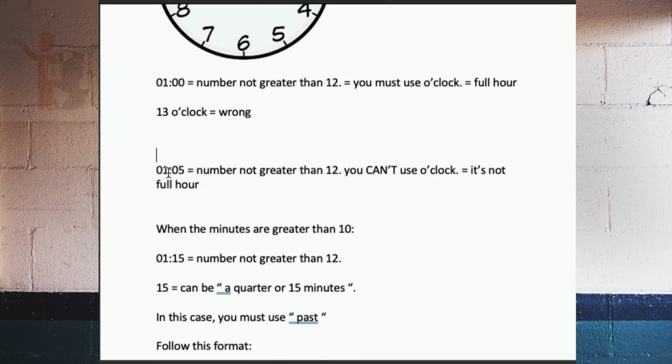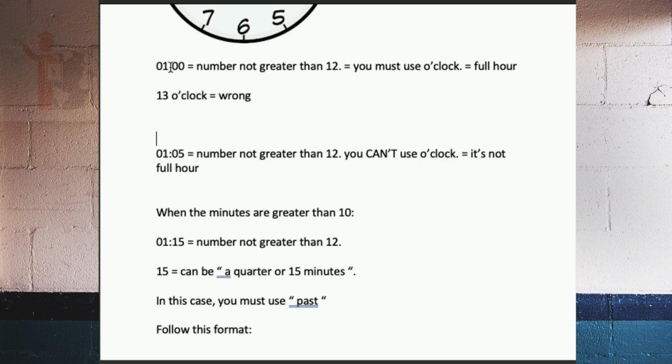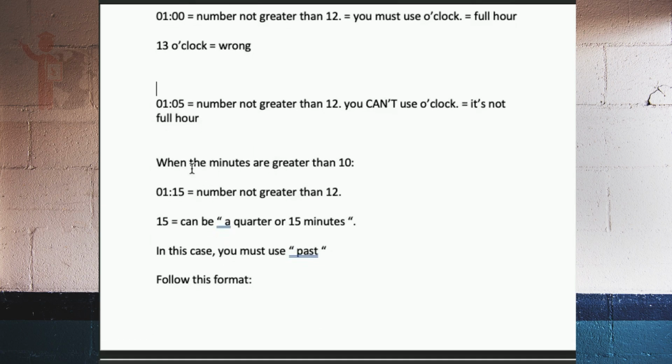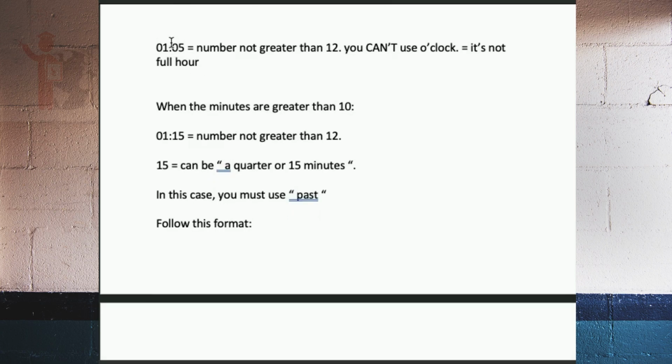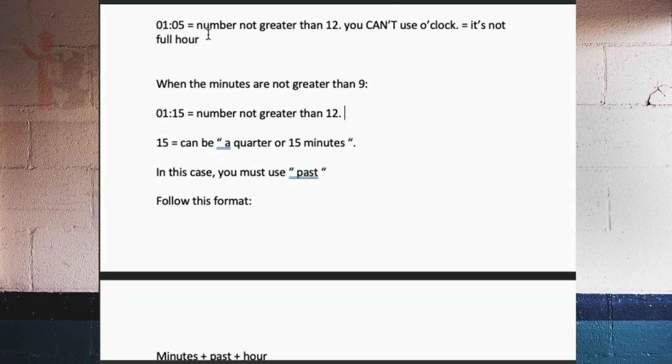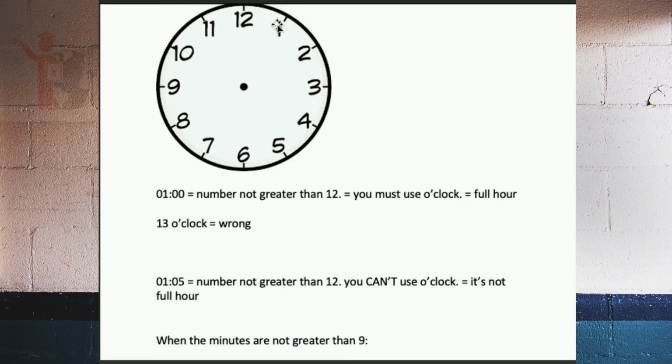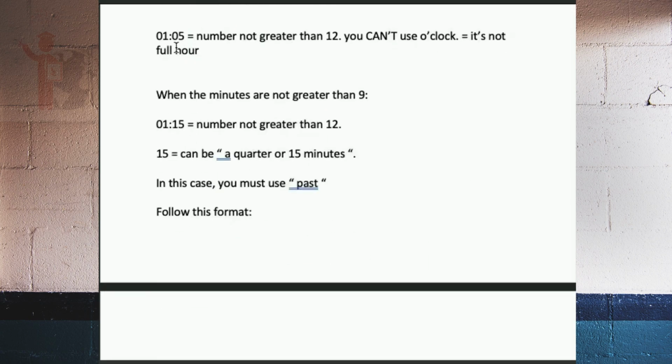Now, when you have this one here, it's 1:05. So the number is not greater than 12. So what we can use here, we can't use o'clock. It's only when you have the two zeros, the two O's, that we can use o'clock. Here, we're not going to use that, okay? So what we are going to say exactly, we have to follow this format. The minutes are not greater than 10, not greater than 9, okay? So what we do here, we need to say it's 5, because it's 5 minutes, 5 past. Can you understand that 5 is here? So this side is always past. So it's 5 past 1. This first, then this two dots is translated as past, and this one here is translated as 1.